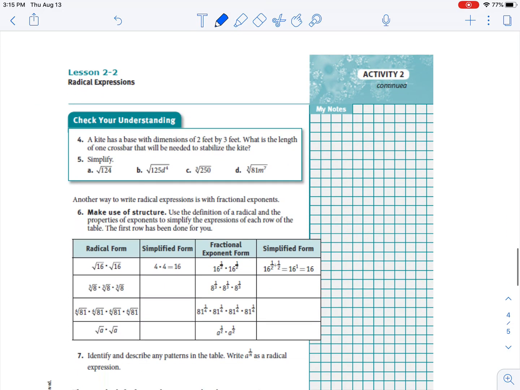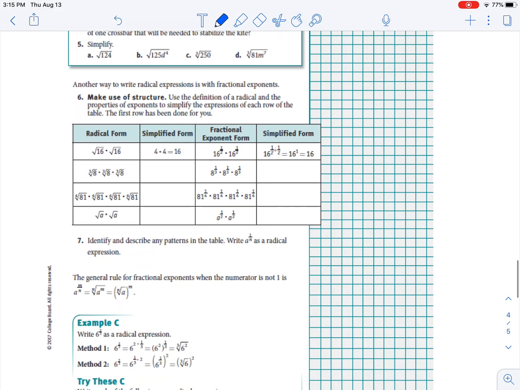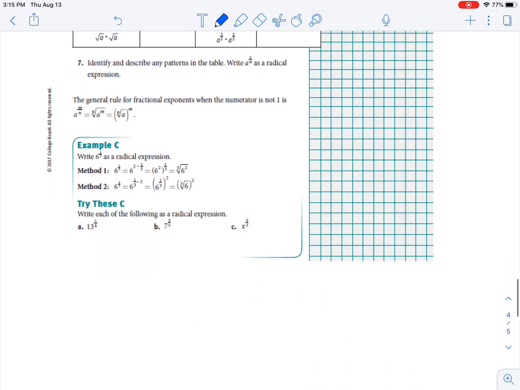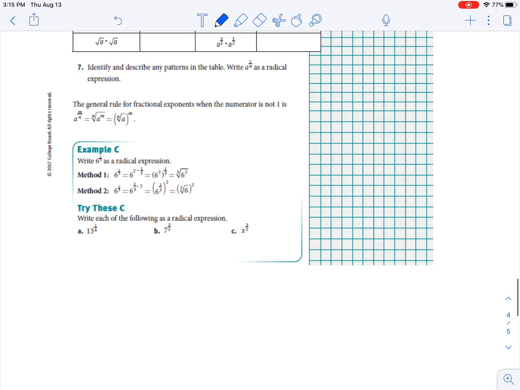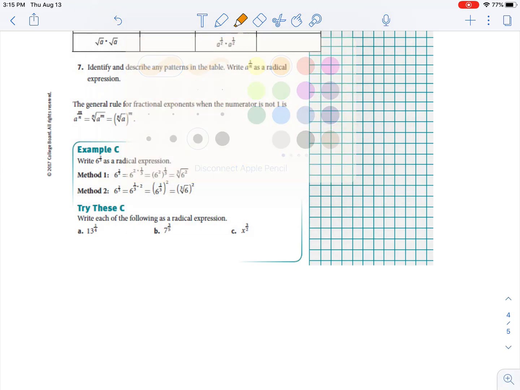All right. Let's go on to the next page. There's a few more check their understandings up there, but I think we did enough of those. You can practice those on your own. What I'm going to go to next is kind of in the middle of the page here. There's a rule about fractional exponents, and it's not highlighted or anything, so I want to do that for you. So I'm going to go to my highlighter, and I think I can pick a different color highlighter just to change it up. Let's pick orange.